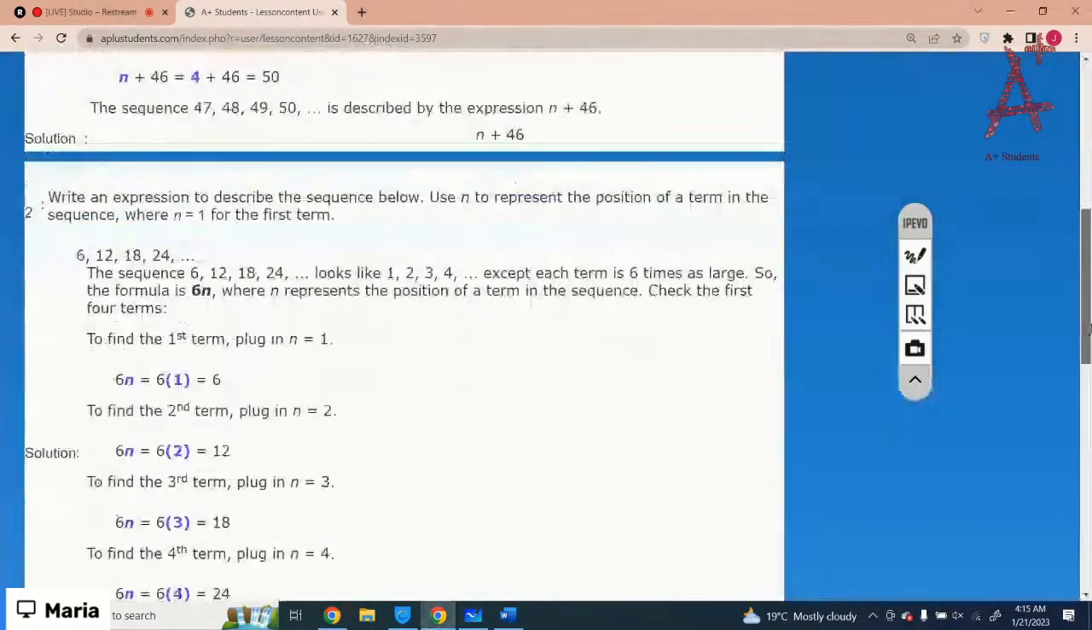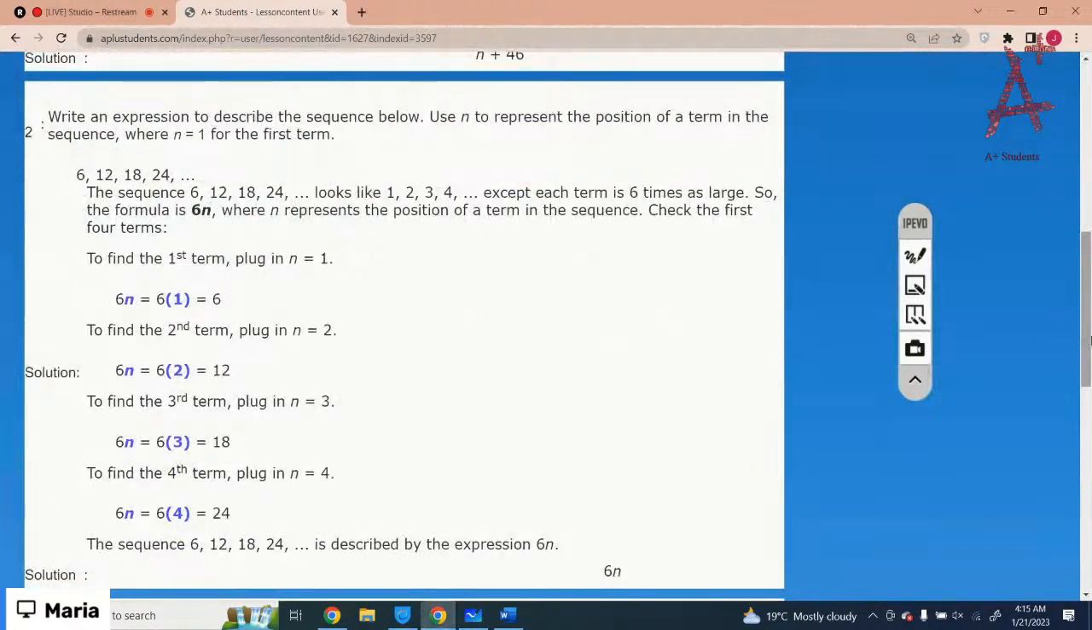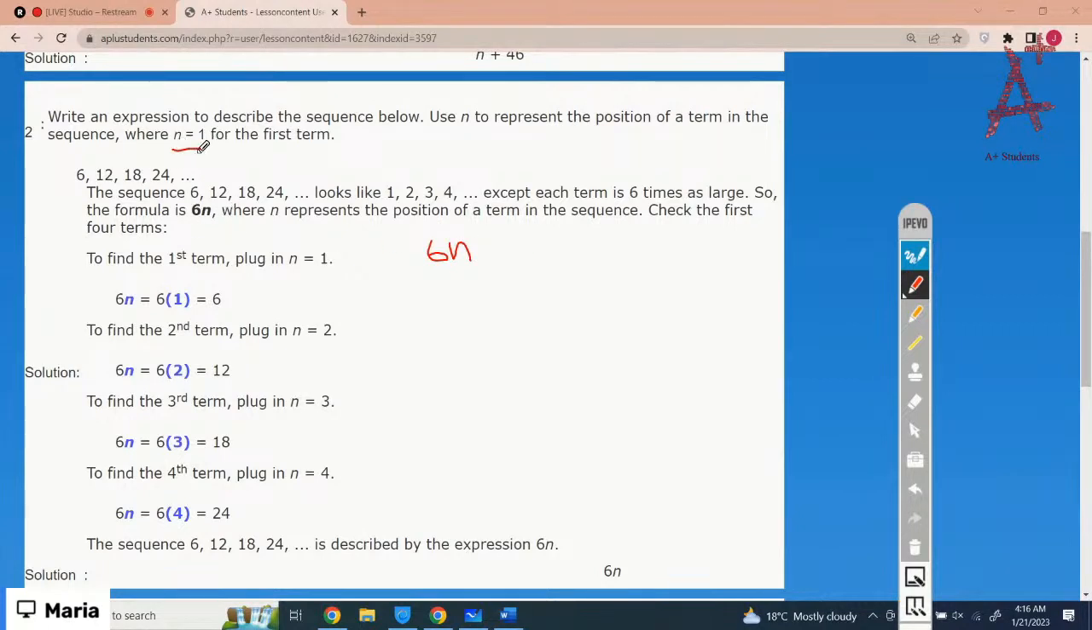Okay, let's just do another example. You have to write an expression to describe the sequence below. Use n to represent the number of a term in the sequence. So just look at the numbers. They are 6, 12, 18, 24. They all are multiples of 6. Got it? So that would be 6n because you start with n equals 1. For n equals 1, it would be 6 times 1 is 6. For n equals 2, it would be 6 times 2 equals 12. So see, all the numbers are multiples of 6. It would be 6 times 3, that would be 18, and then 6 times 4, that would be 24. Got it?